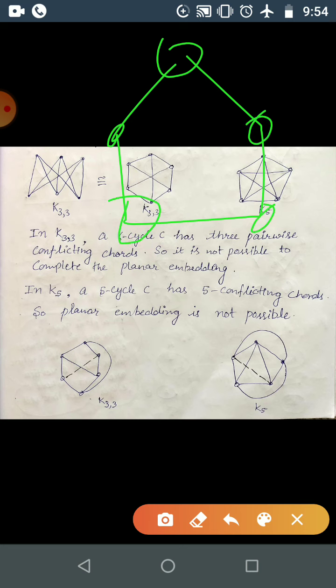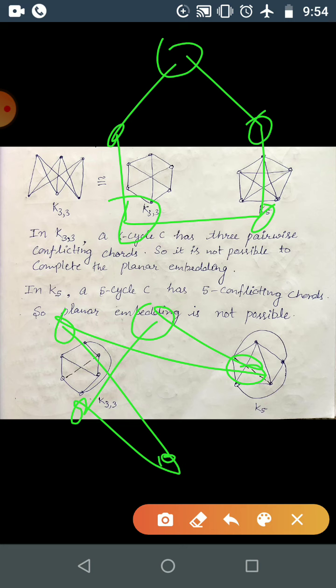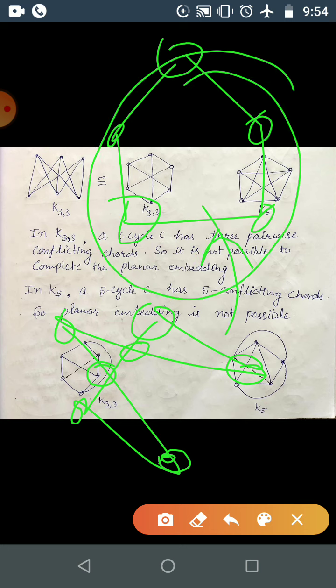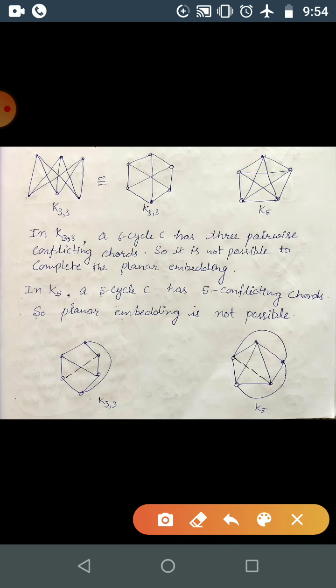Correct. So C5 you can draw like this one, or you can draw like this one. So this is also C5. Here is the vertex. So here we are having some crossing, but still it is planar because this can be redrawn like this graph. Okay. So likewise you can have C5 as some star part.